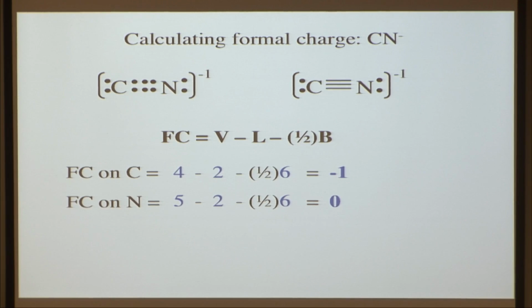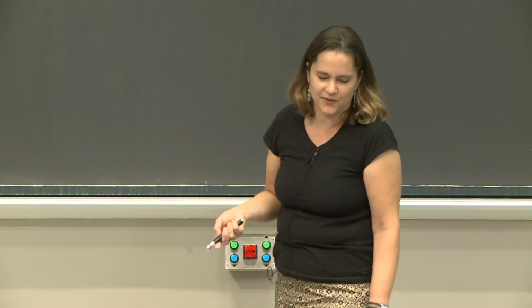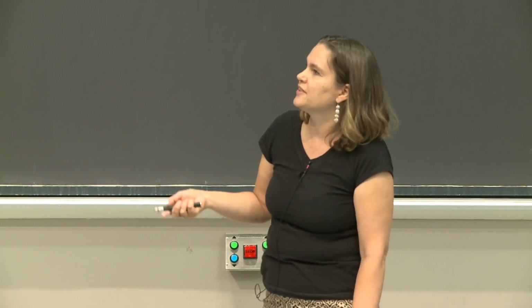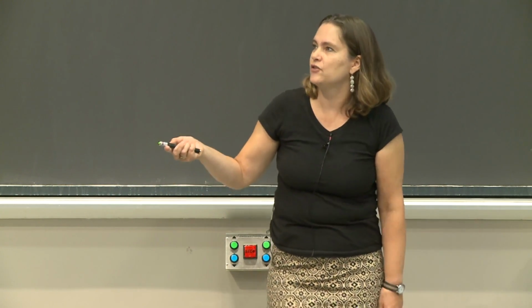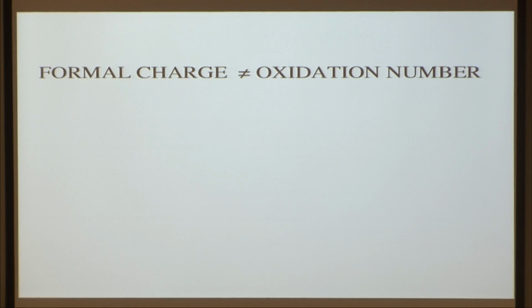Otherwise, Professor Drennan did something wrong. And that's just not possible. So the answer there would be 0. And you can see that the total formal charge is -1, and the total charge of the molecule is also -1. So again, formal charge does not equal oxidation number.